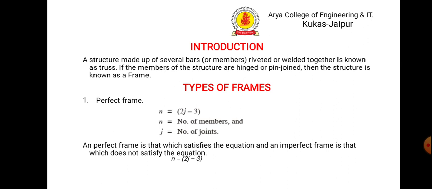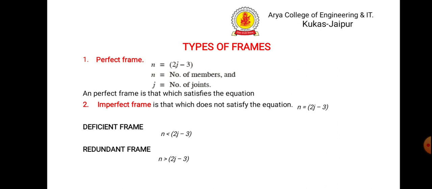Now there are various types of frame. The basic thing to decide the different types of frame is the equation n equals 2j minus 3, where n is the number of members and j is the number of joints. If it satisfies the equation n equals 2j minus 3, then the frame will be a perfect frame. But if it does not satisfy, meaning the left hand side is not equal to the right hand side, then it will be an imperfect frame.